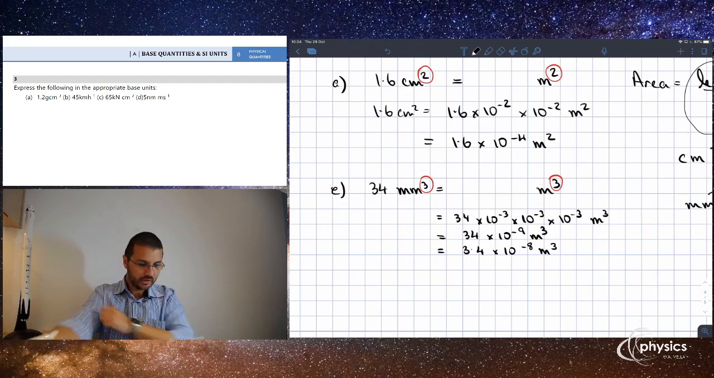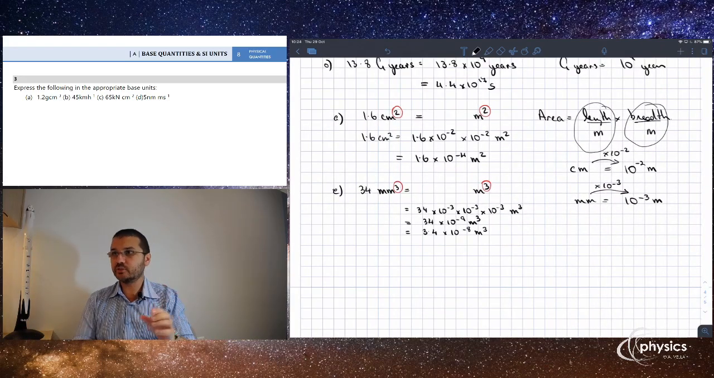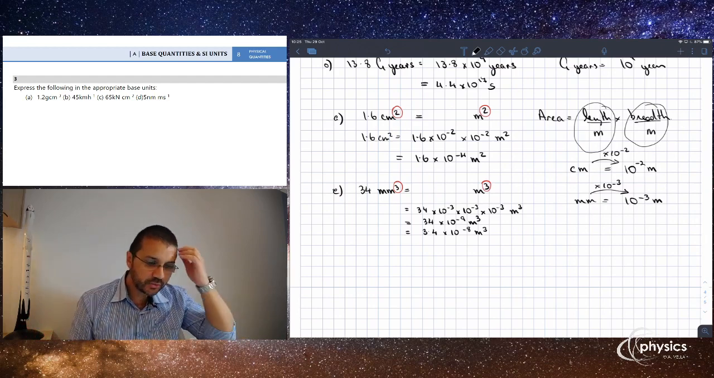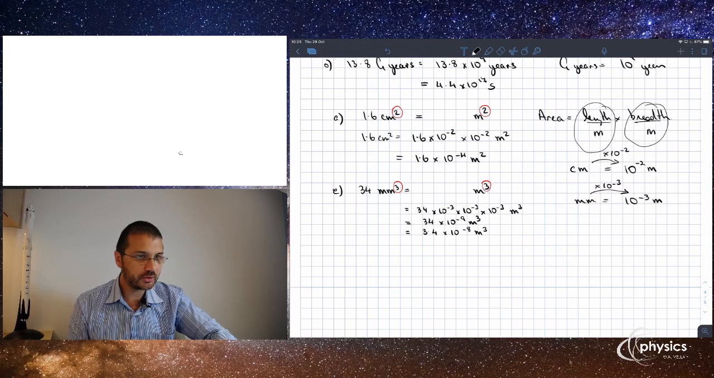Now, this is I think the most important part of this very, very, very short introduction topic. The conversion of units when they are made up of different units. For example, if we take density, alright, let me show you here.